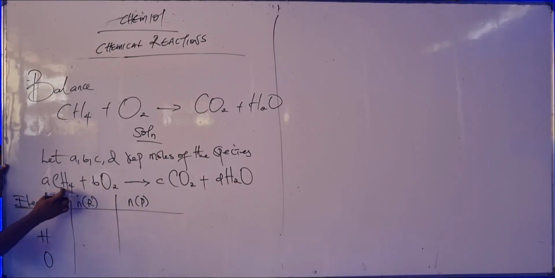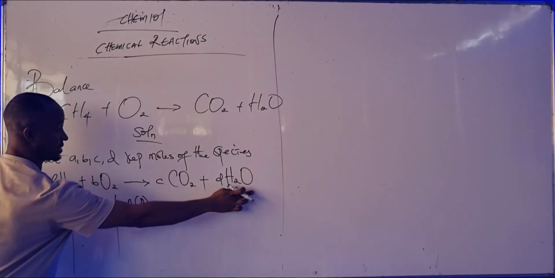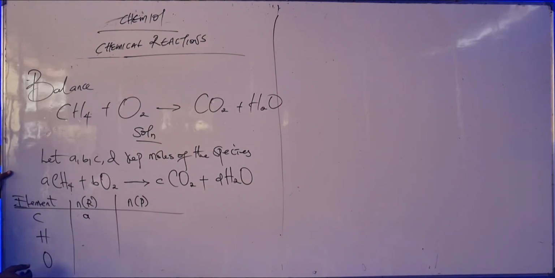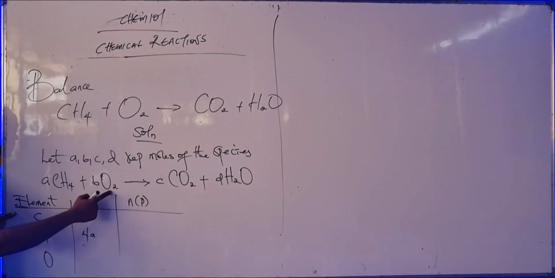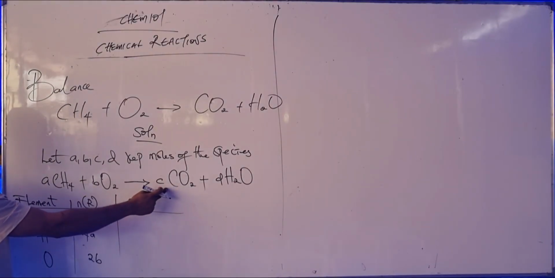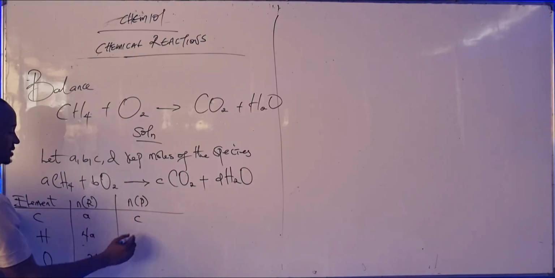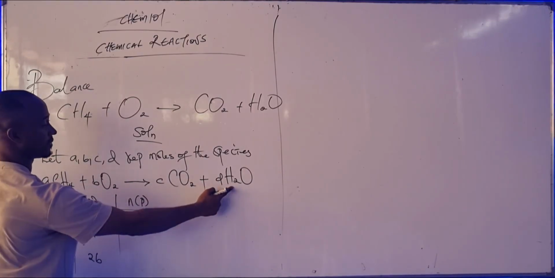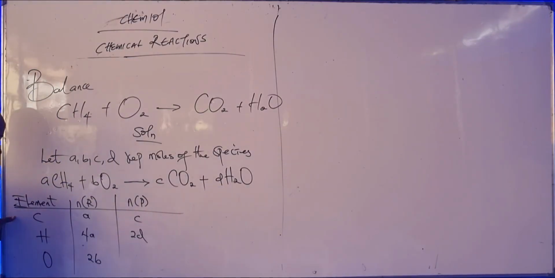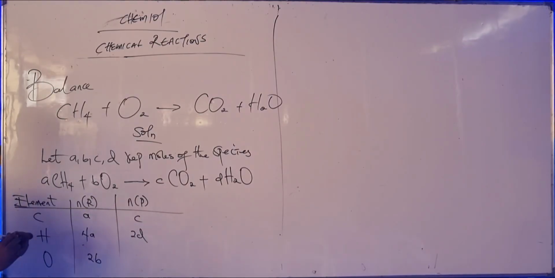Number of moles of reactant for carbon is what? In the reactant space we have this. This is the product space, is it not? So carbon here is 1. 1 times A is A. What about hydrogen? 4. 4 times A is 4A. Are you following? What about oxygen? 2, right? 2 times B is 2B. Now, in the product side, carbon is still 1. 1 times C is C. What about hydrogen? 2, right? 2 times D is 2D.